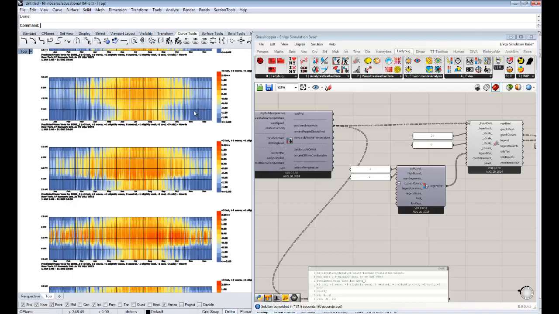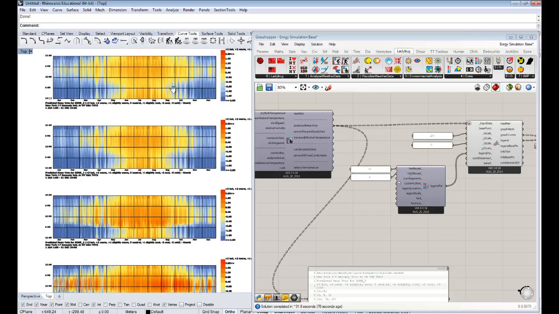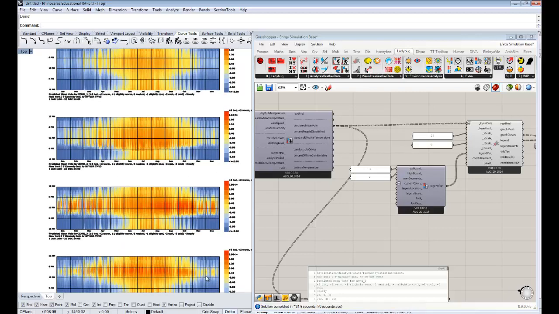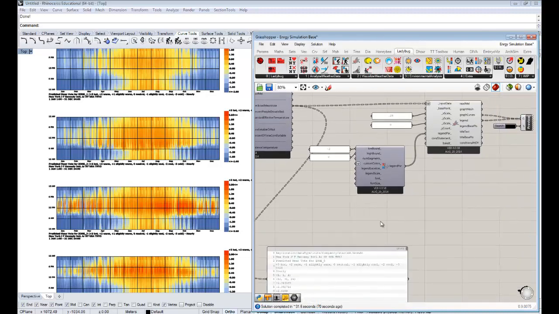And then the blue means that it's getting too cold, but the south zone is a great place to be at that time in the winter. So you get a sense of the potentials of this. And that's sort of going to wrap up.